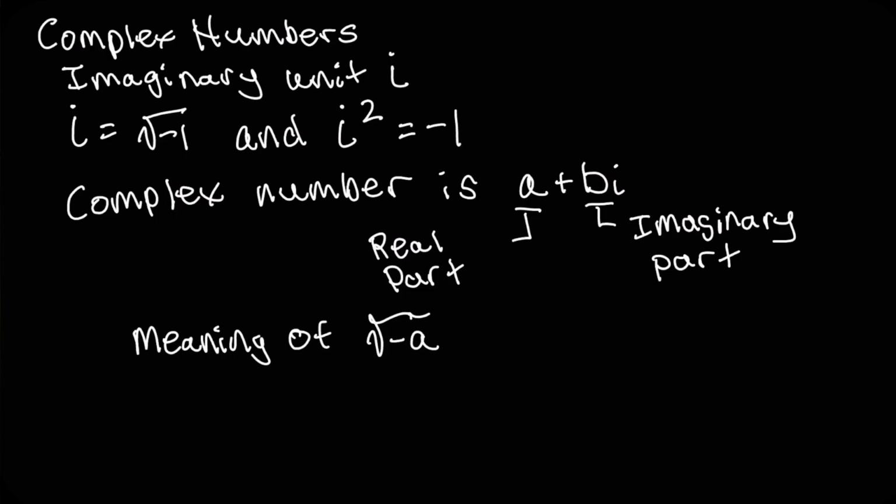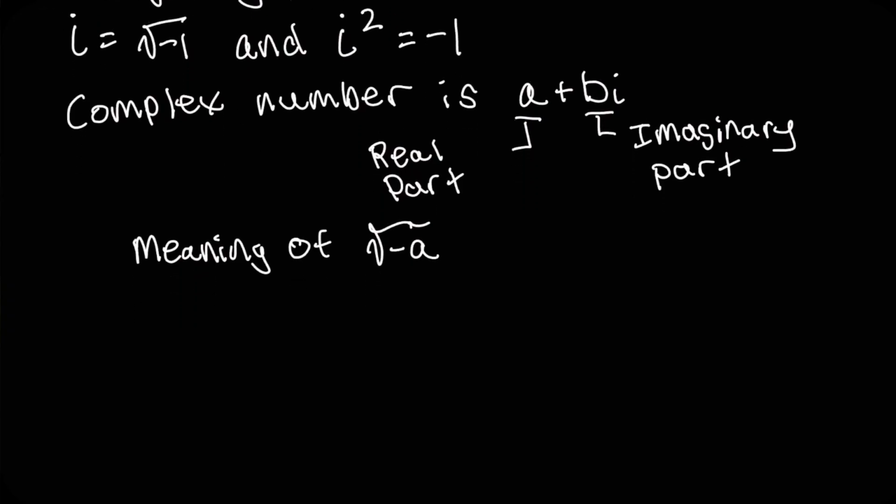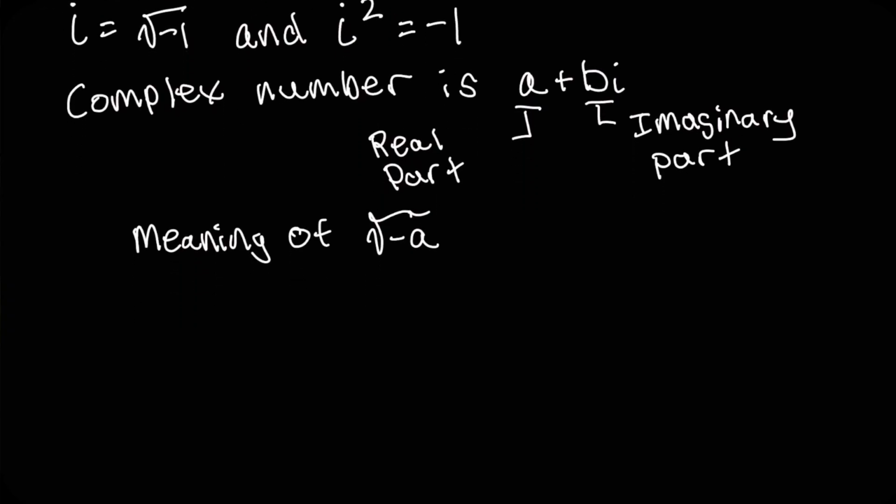All right, let's go ahead and look at some complex numbers. So we have this imaginary unit i, and i is essentially equal to the square root of -1, or i squared is equal to -1. A complex number is defined as a + bi, where a is the real portion, and b is the imaginary part. So let's look at what the meaning of the square root of -a is.